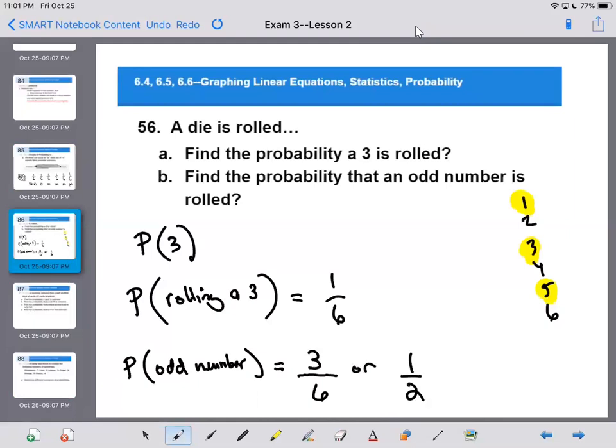And that would be the same for even numbers as well, right? If you wanted an even number, probability of rolling an even number would be the same. It would be 1/2.